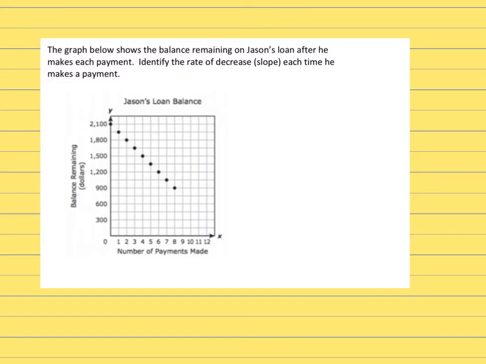The next graph we're going to look at says the graph below shows the balance remaining on Jason's loan after he makes each payment. Identify the rate of decrease or the slope each time he makes a payment. So this tells me it's decreasing. If something is going down, that's going to be a negative slope. So I'm going to also add that. The rate of decrease will have a negative slope. So when I determine my final answer, I need to make sure I have a negative sign on it as well.